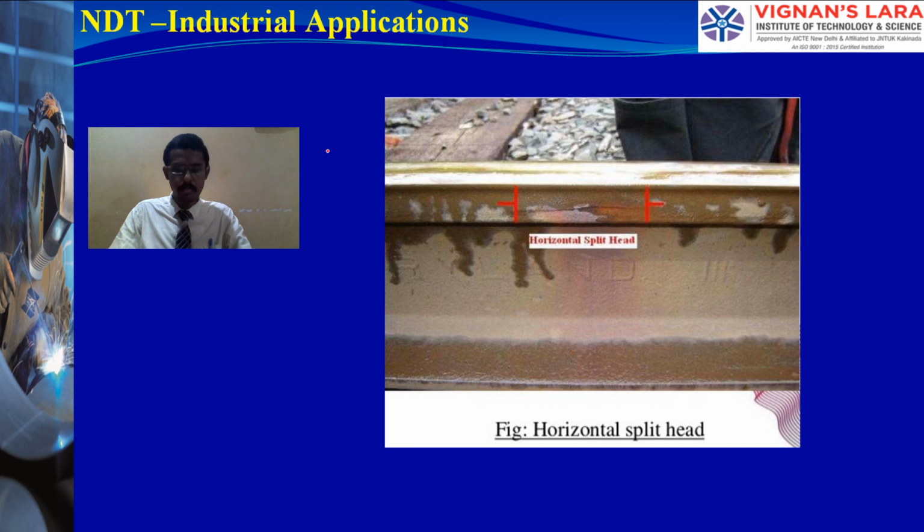See, a crack, horizontal split head. This is the head, called the head, and this is called the web. It runs very long as a railway, totally like I sections. On the head it is split. Therefore, it is called a horizontal split head. There we have a crack, maybe due to vibrations.